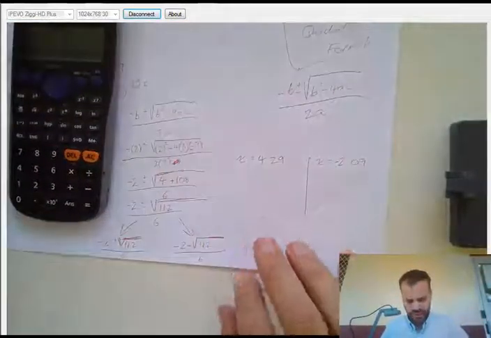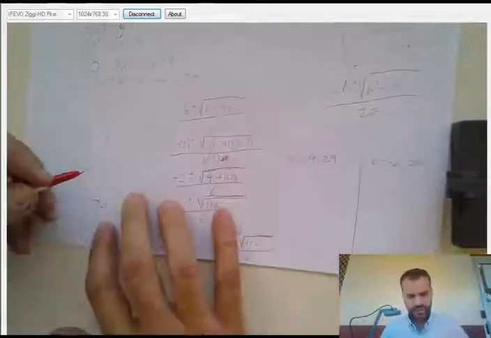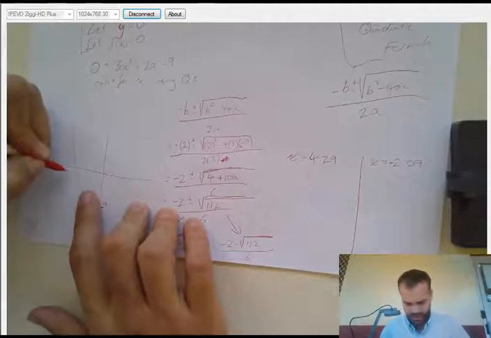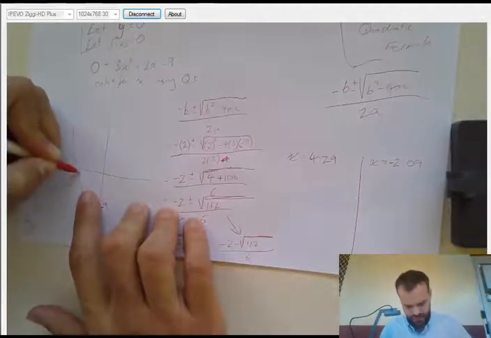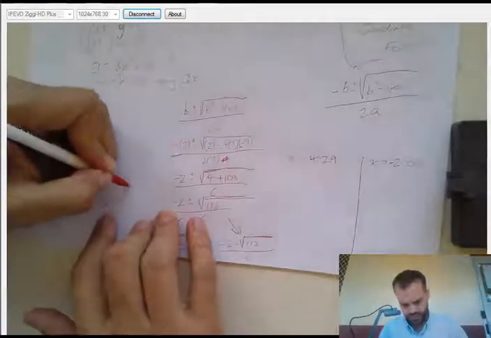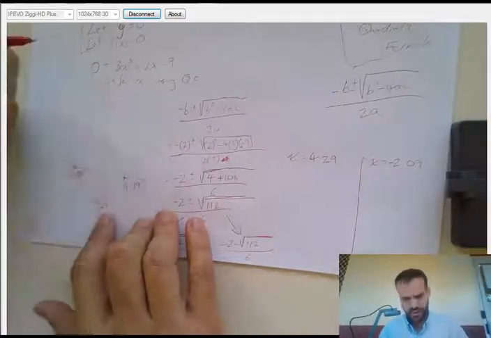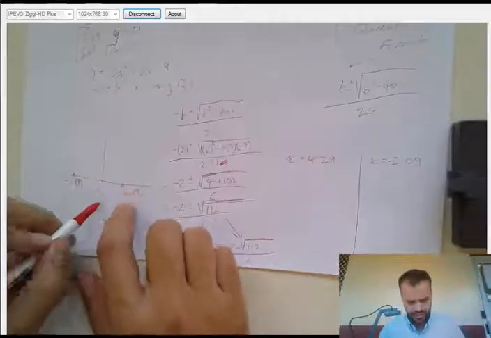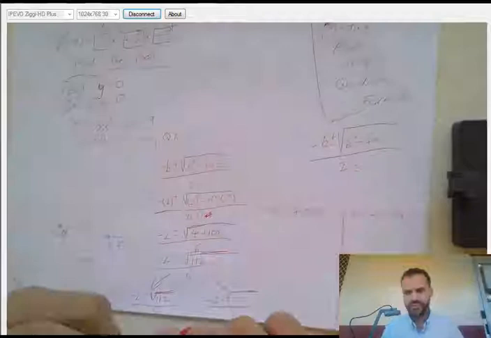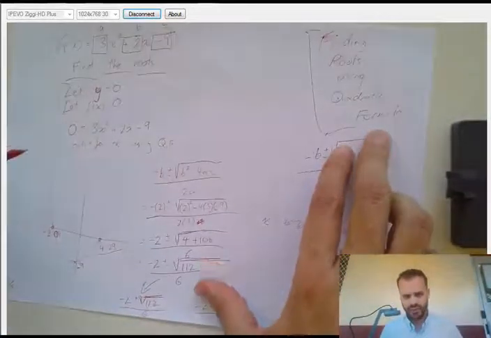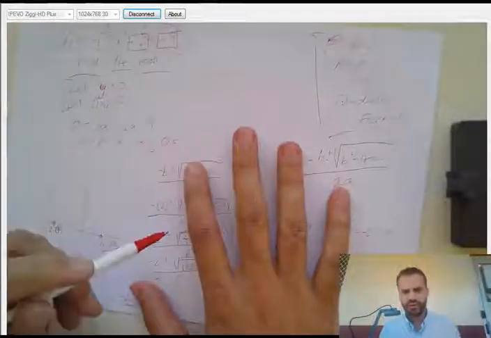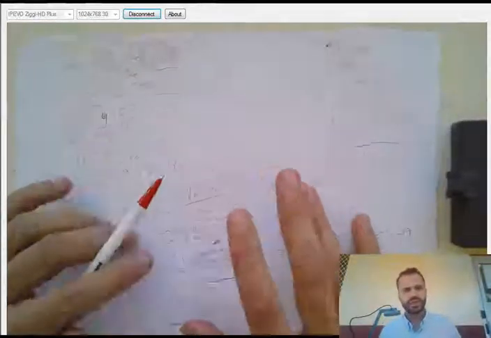So, of course, what that means for us, if we go back to my silly little drawing here, there are two answers. X could be negative 2.09, the root, or the root could be 4.29. You can see this isn't drawn to scale, but it gives us our rough idea here. This is finding roots using the quadratic formula. Of course, you can check all this by graphing that function on your graphics calculator, checking the roots, checking the y-intercept.